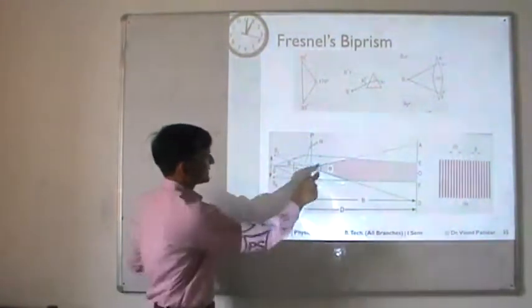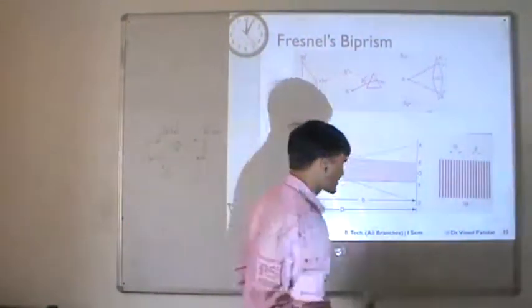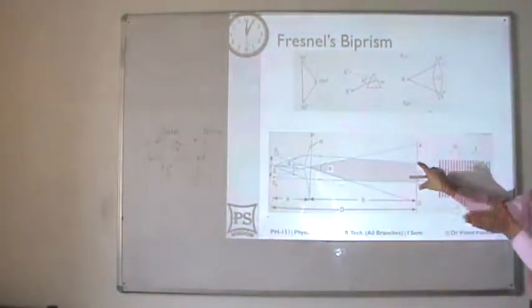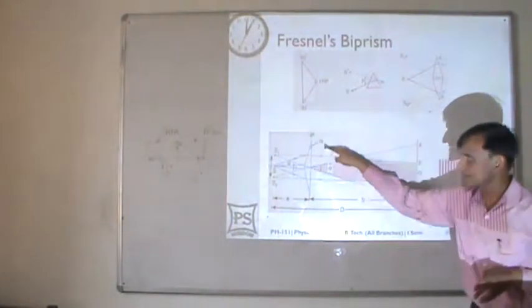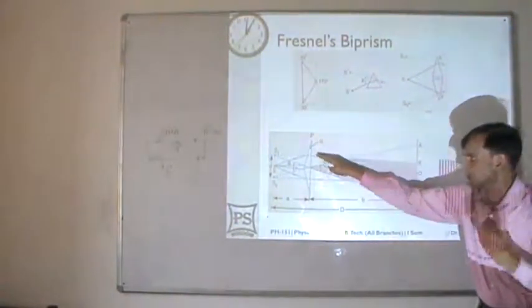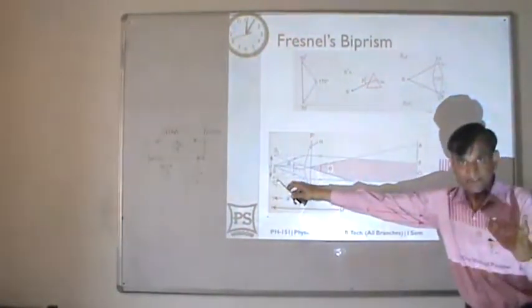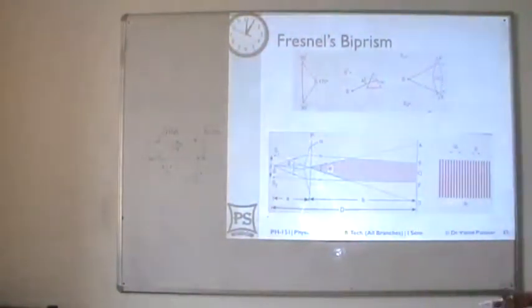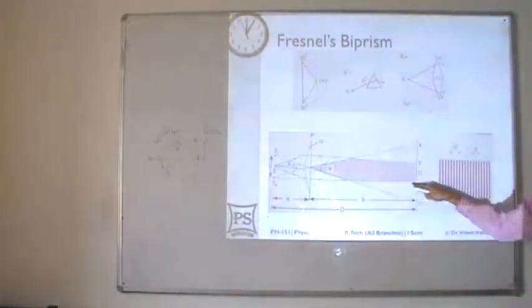Now if I extend these rays in the backward direction, what do you see? If you stand here and try to understand where this light is coming from, you will see that the light rays are coming from this source, if you concentrate on the upper half of the biprism. If you concentrate on the lower half of the biprism, you will feel that the light is coming from this second source. So these are the two virtual sources basically. If you see from this side of the biprism, there are two sources emitting the light, and this is the reason for the overlapping.